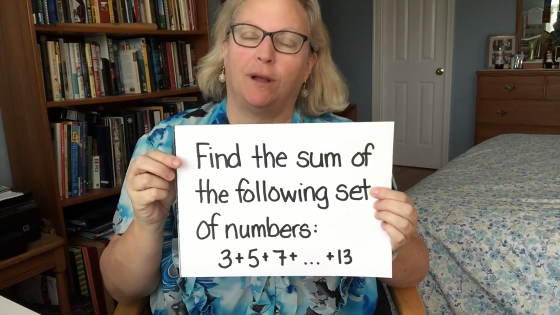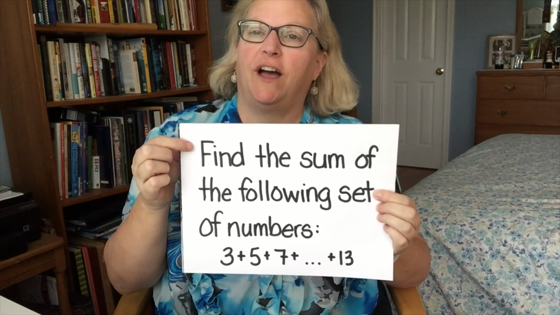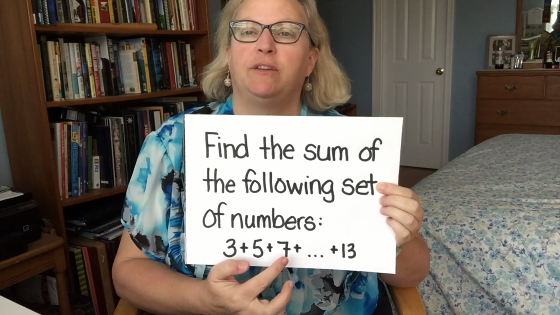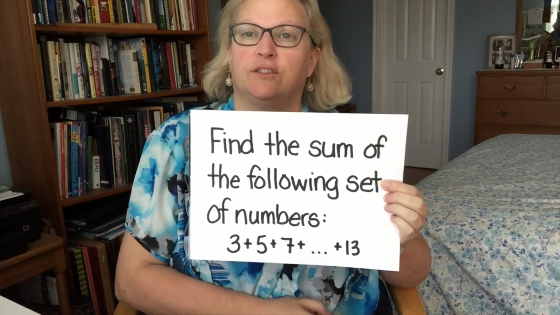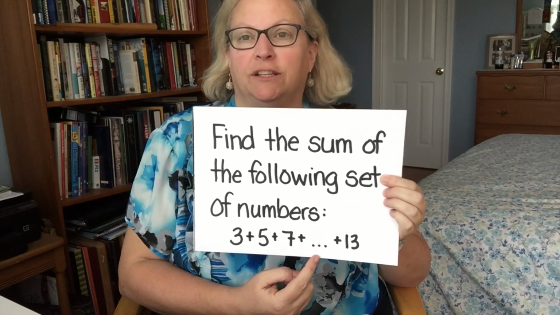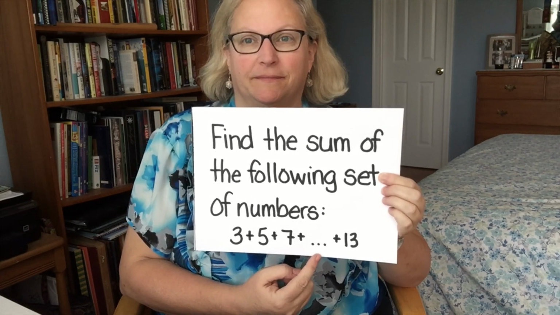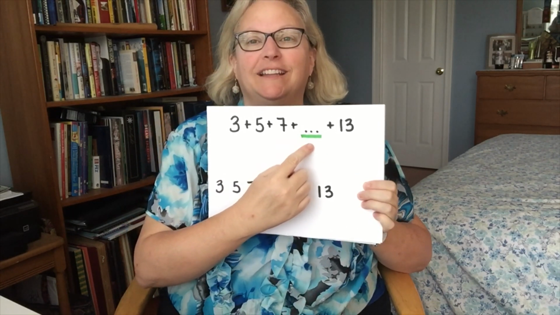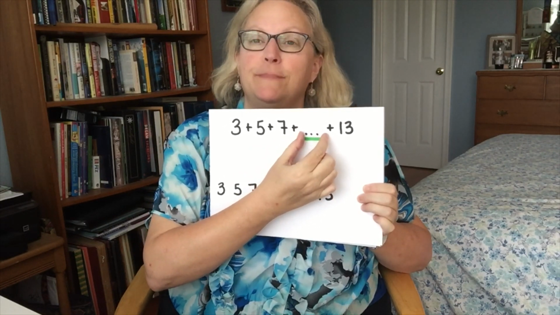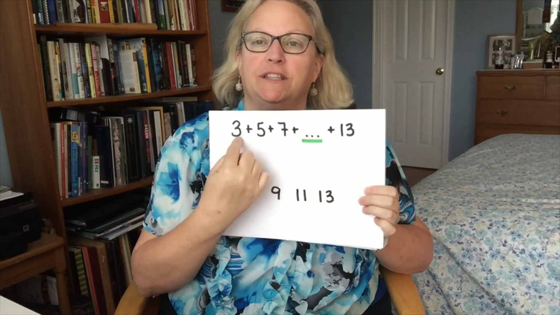Finally, you might see problems presented in this way. Find the sum of the following set of numbers. 3 plus 5 plus 7 plus ... plus 13. That ... is called an ellipsis. In math, an ellipsis means to just fill in every number that's missing according to the pattern.